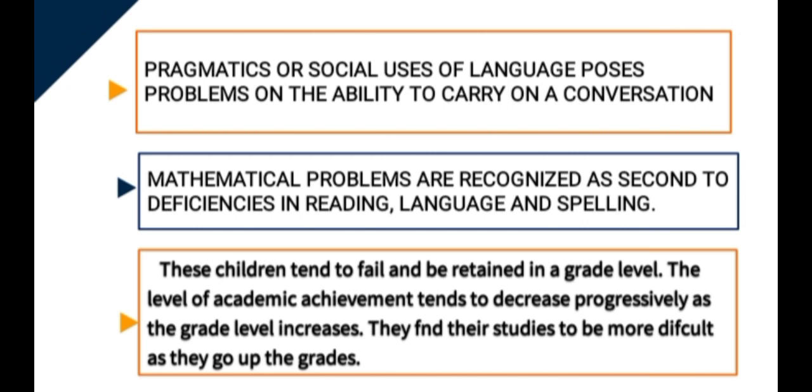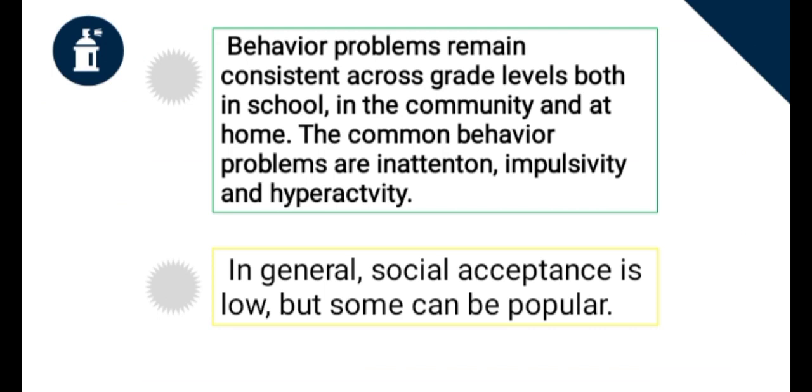Number 5. Mathematics problems are recognized as second to deficiencies in reading, language, and spelling. Number 6. These children tend to fail and be retained in a grade level. The level of academic achievement tends to decrease progressively as the grade level increases. They find their studies to be more difficult as they go up the grades. Number 7. Behavior problems remain consistent across grade levels, both in school, in the community, and at home. The common behavior problems are inattention, impulsivity, and hyperactivity. Number 8. In general, social acceptance is low, but some can be popular.